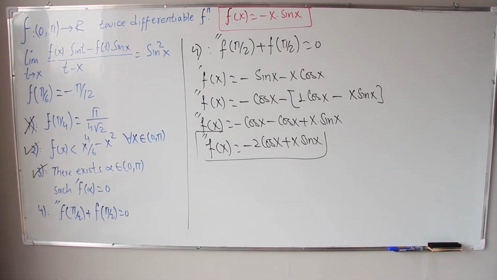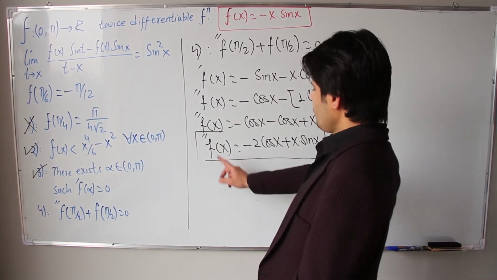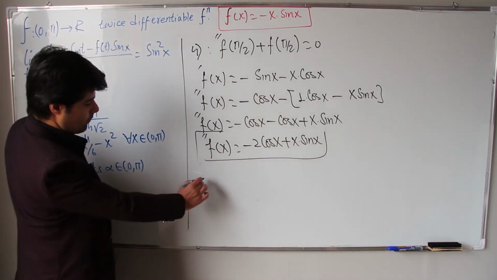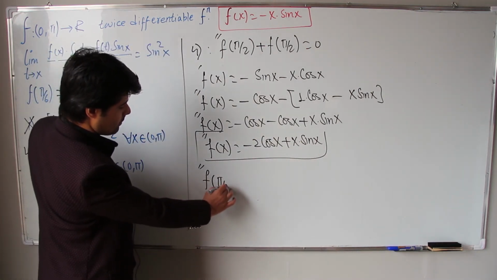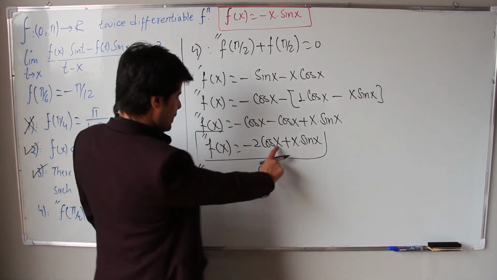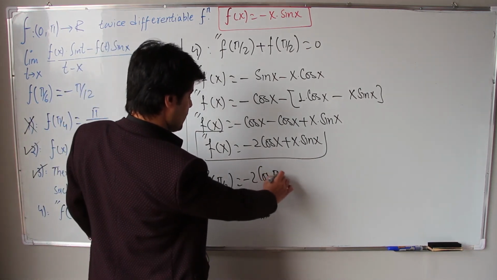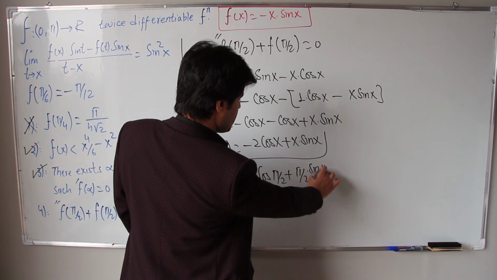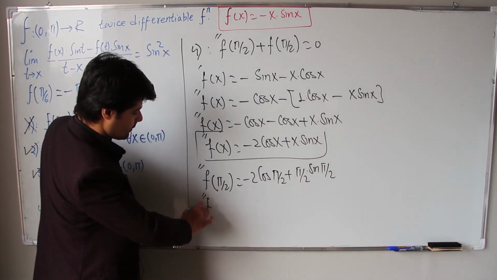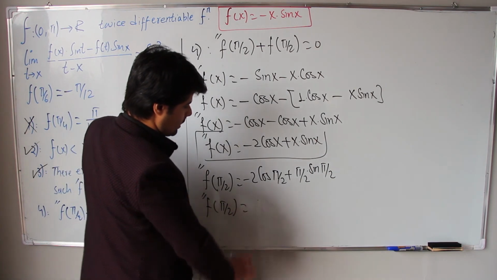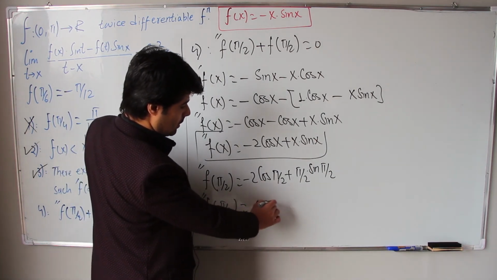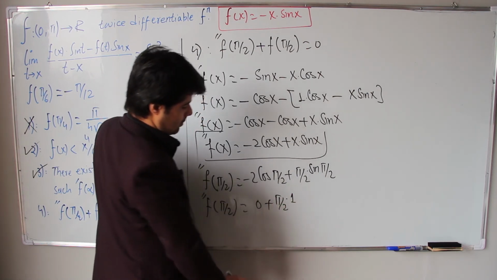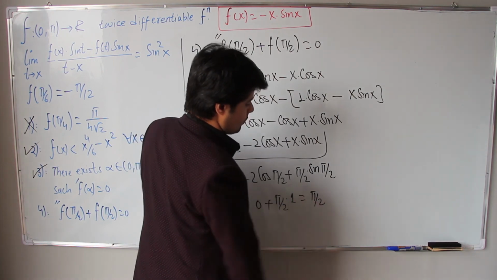Now we have this f second prime. Now we have to put pi divided by 2. F second prime of pi divided by 2 is minus 2 cosine pi divided by 2 plus pi divided by 2 times sine pi divided by 2. Cosine pi divided by 2 is 0, plus pi divided by 2, and sine pi divided by 2 is 1. Now it is pi divided by 2.